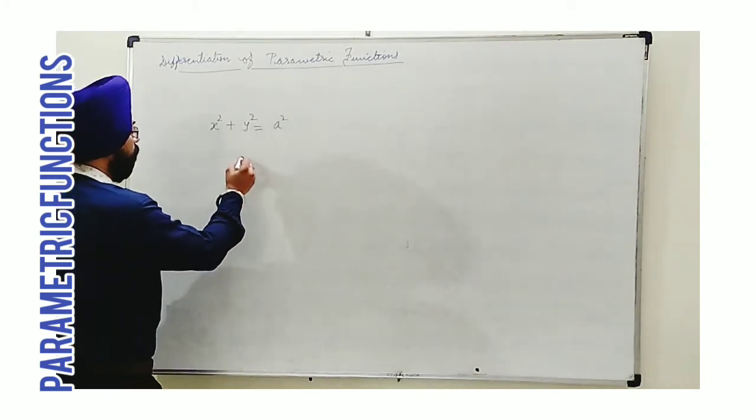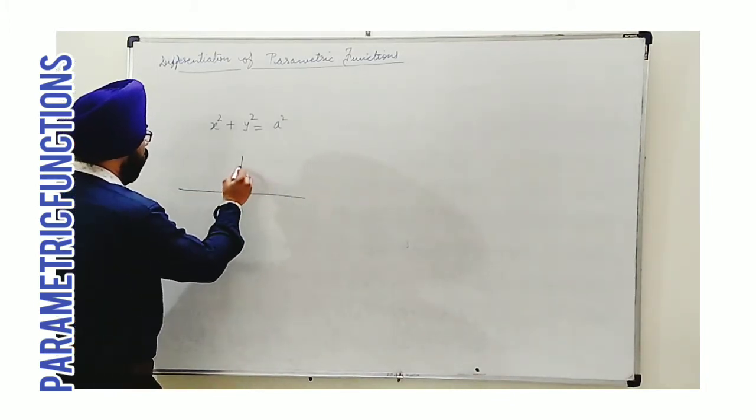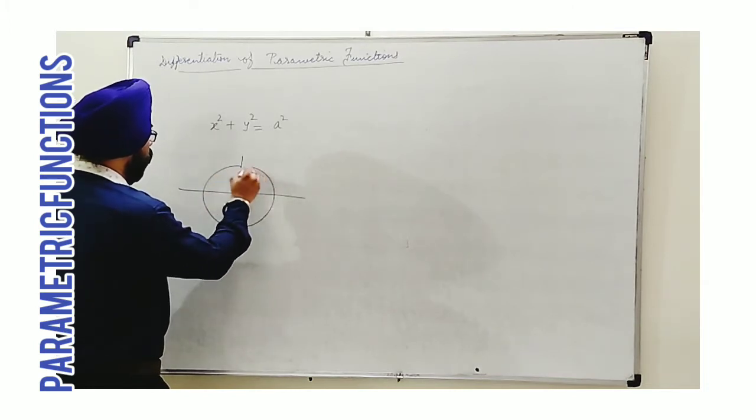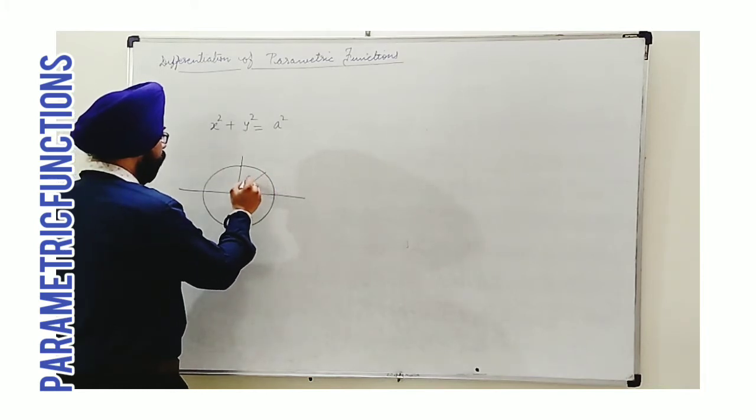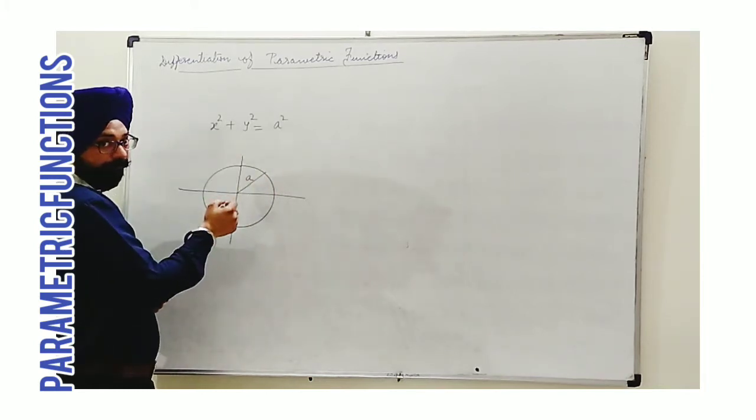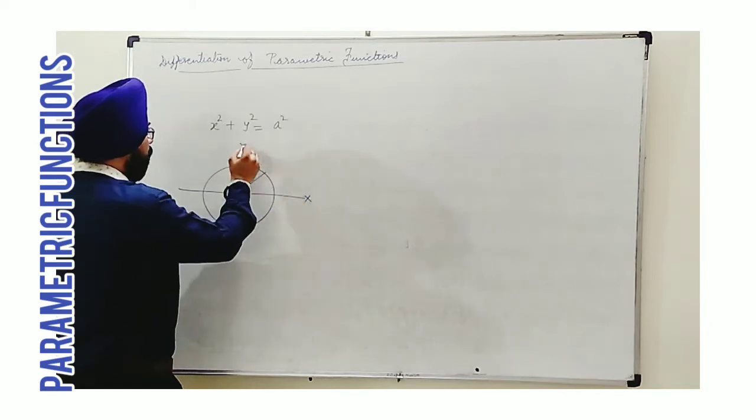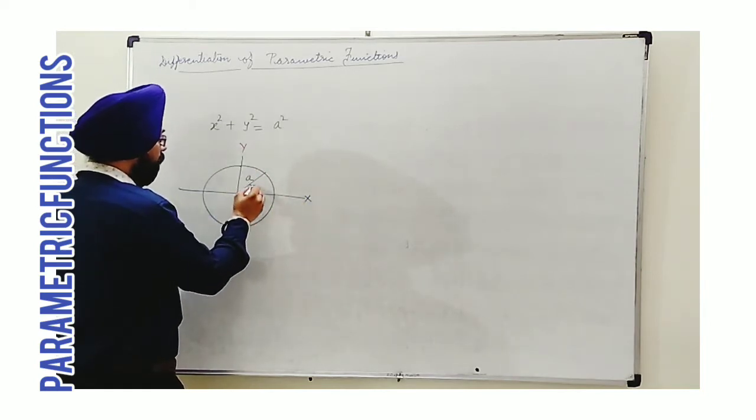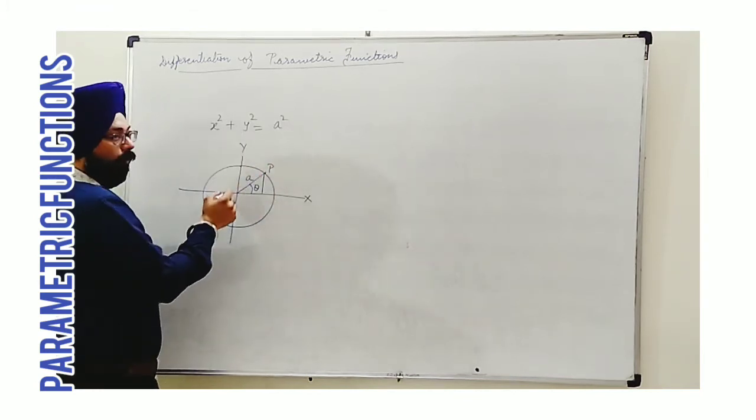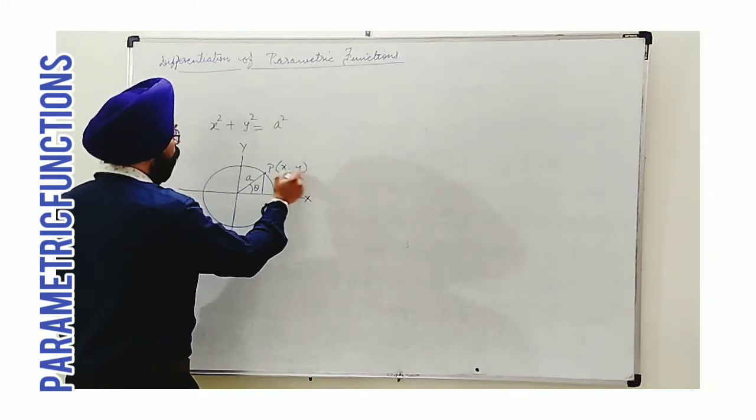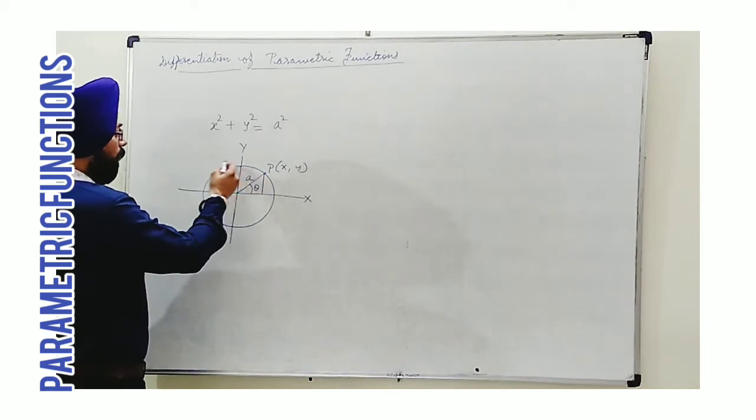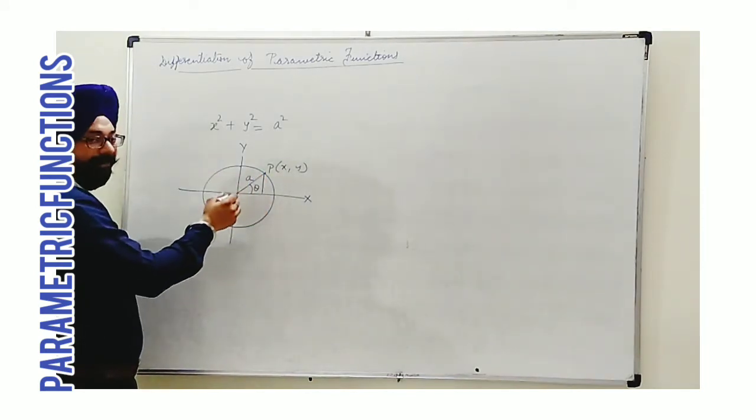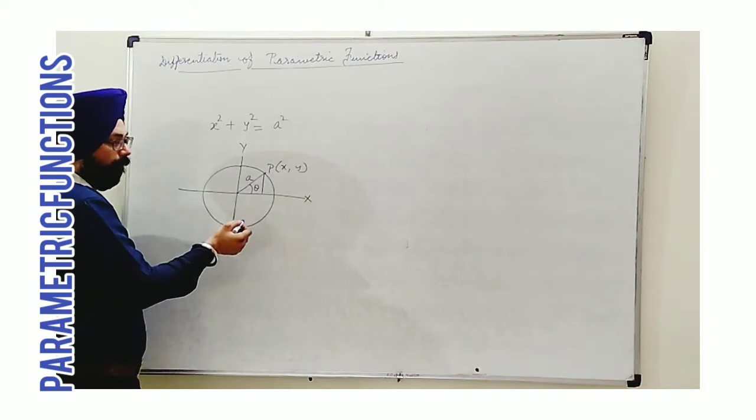If I draw the circle, then obviously its radius is a, which is a constant. I consider that the angle between the radius and the positive x-axis direction is theta, and any point on the circle is the location of a point x comma y. That's why we use x and y in the function. Now, if this point moves along the circumference, the circle is completed. This is the locus of P.